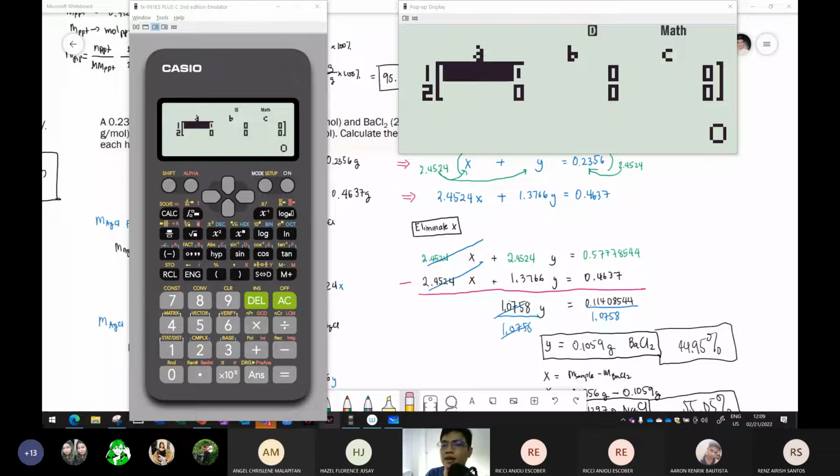Sino na yung nakita na yung ABC? Press like button. Press nyo yung like button kapag nakita nyo na yung ABC. Okay, si Renz, kita na. Kayla, Kisha, okay. How about the others? Okay naman kayo dyan. Okay, sige.